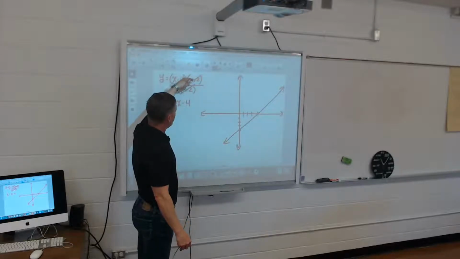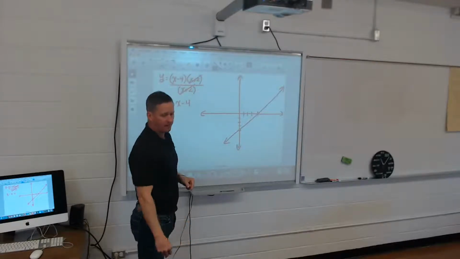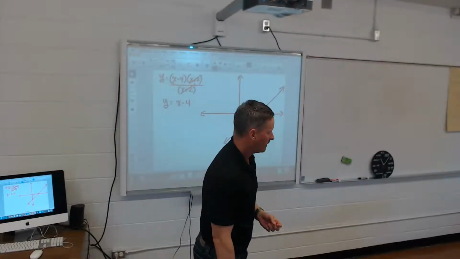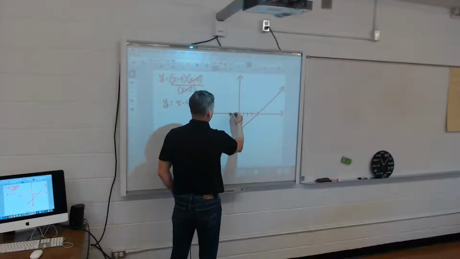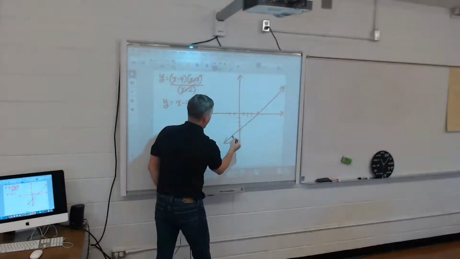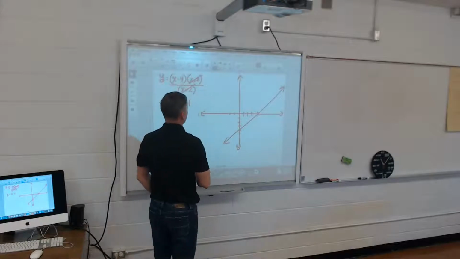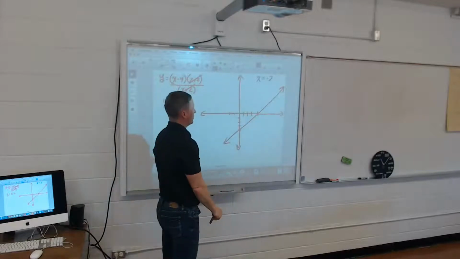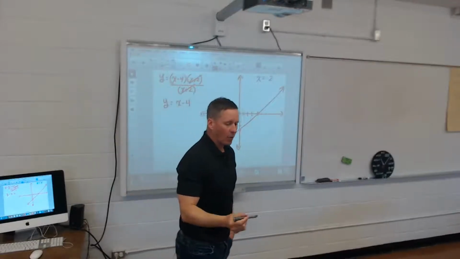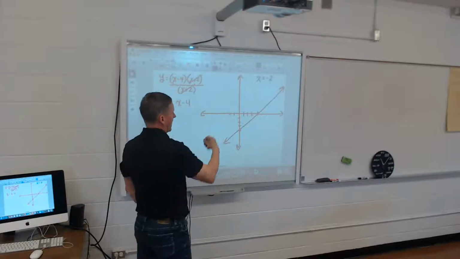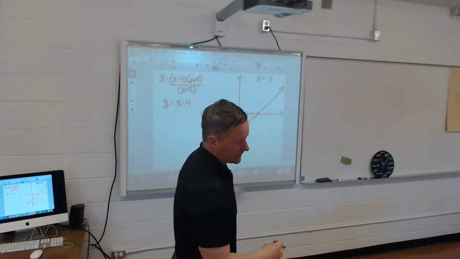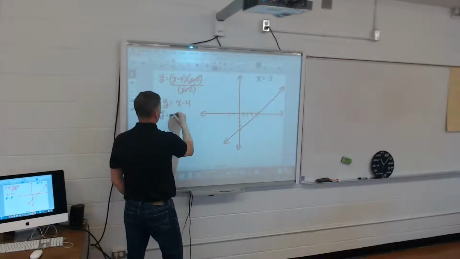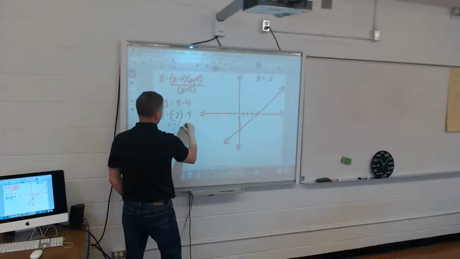Because I have a common factor on the top and on the bottom, that means I have what we refer to as a point of discontinuity. And that point of discontinuity occurs where x is equal to -2. So I want to find out what the y value is where x is equal to -2. I'm going to substitute it into here. y equals -2 subtract 4, which equals -6.